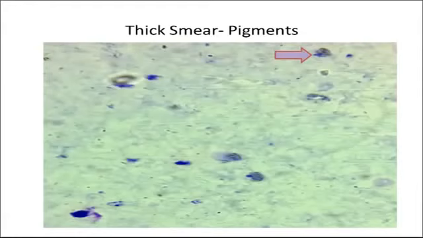Anyway, coming to this slide, what you see in this slide is a brownish pigment. That is actually the malarial pigment, also known as hemozoin. It is actually a pigment produced due to the digestion of RBCs, destruction and digestion of RBC products by the malarial parasite.